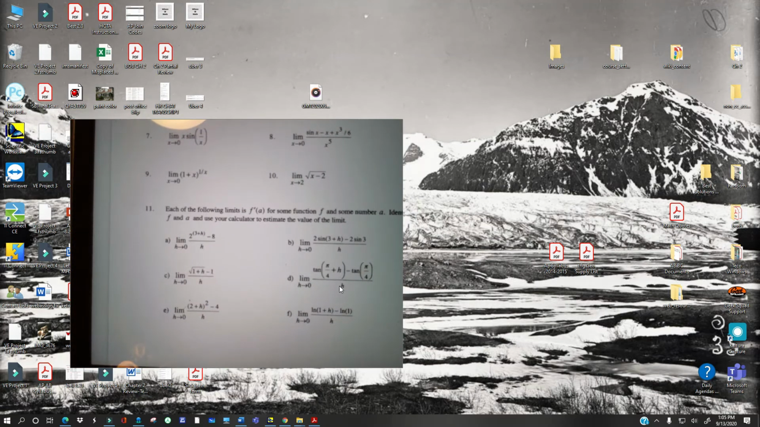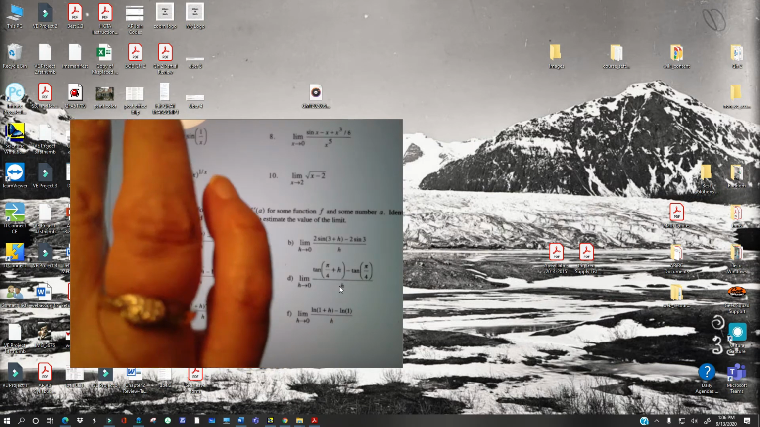But this is super important because in this section here, it says each of the following limits is the derivative. They're reminding you that this is h going to 0 now. It's not x approaching 0. So this is the derivative definition, or the limit definition of the derivative.